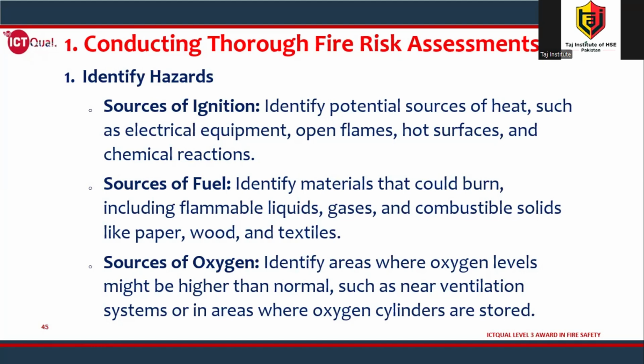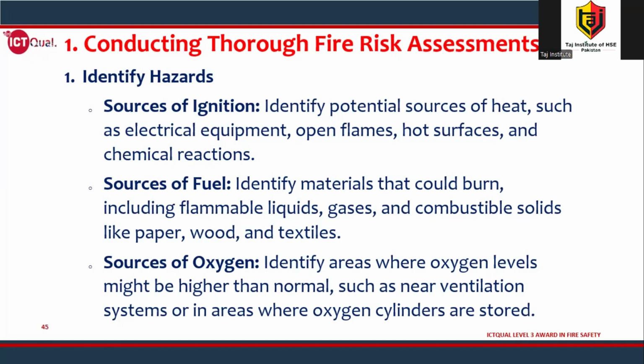First one is sources of ignition. Identify potential sources of heat such as electrical equipment, open flames, hot surfaces, and chemical reactions. So you have to identify sources of ignition, from where the ignition can start. So you have to identify and sort out those sources to overcome the hazards.